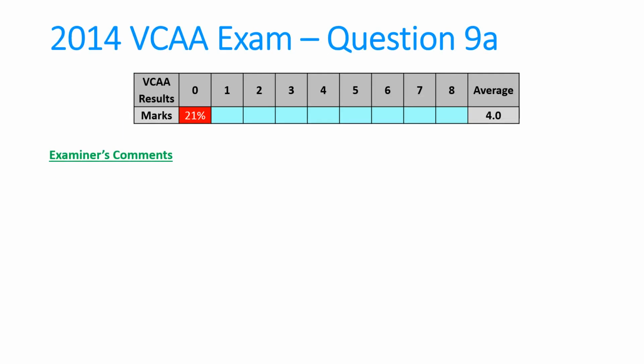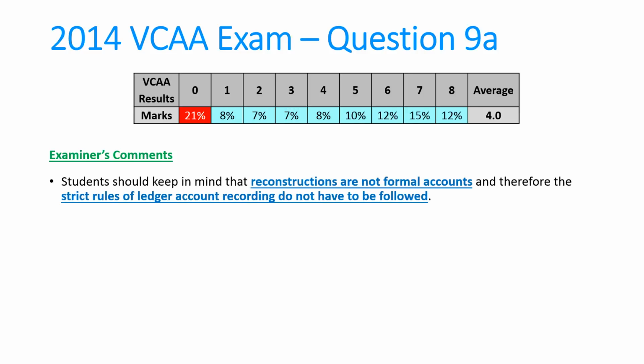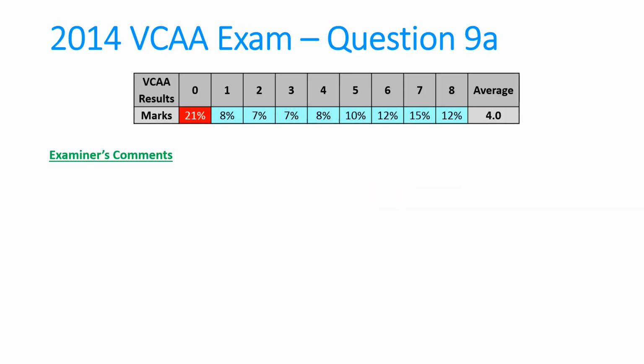Looking at the results, 21%, so 1 in 5 couldn't get 1, which is disappointing given that there's 8 marks on this question. In the bottom half of the state, in terms of who got below 50%, there was a lot of students. At the top end, we can see 12% of kids got 8 out of 8, which is quite impressive considering this is such a long and difficult question.